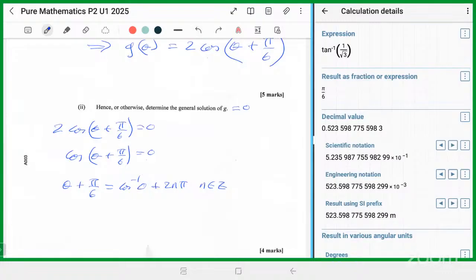It's actually plus or minus, because the solution for cos is plus or minus, in the first and the fourth quadrant. I'm going to transpose this pi by 6 and make it negative. So theta is going to be negative pi by 6 plus or minus pi by 2, plus 2 n pi, where n is an integer.